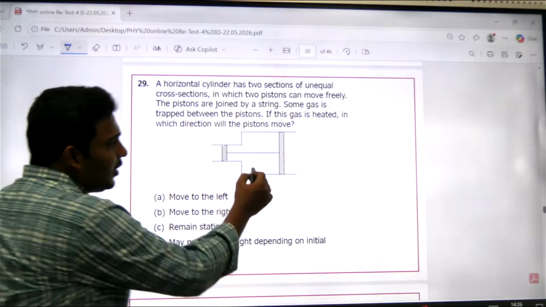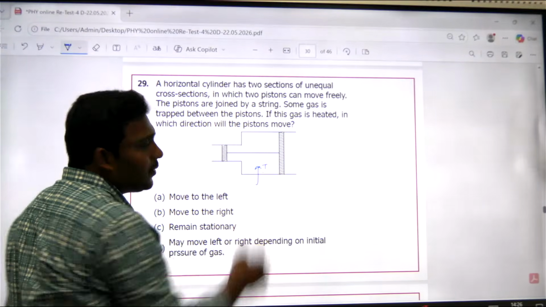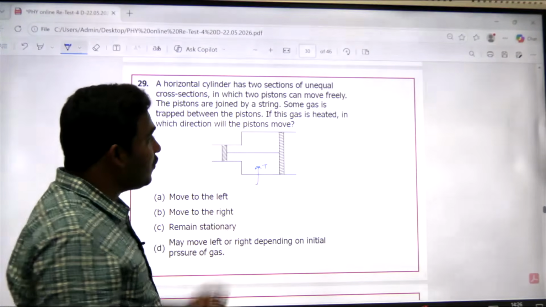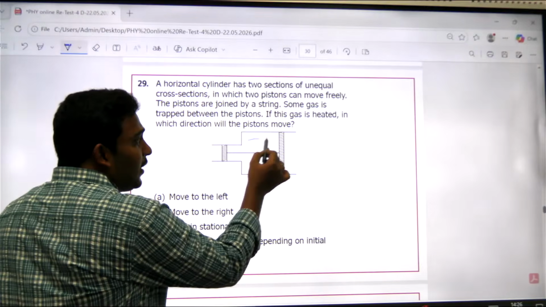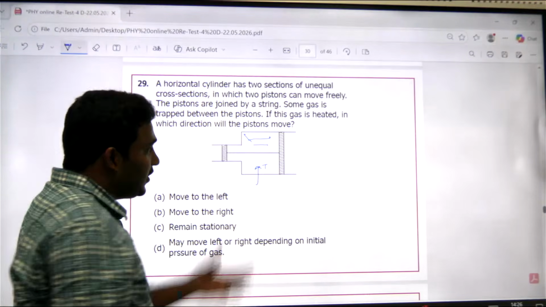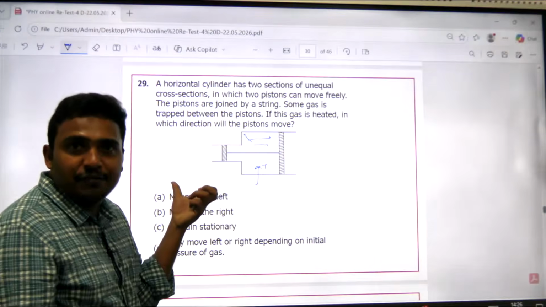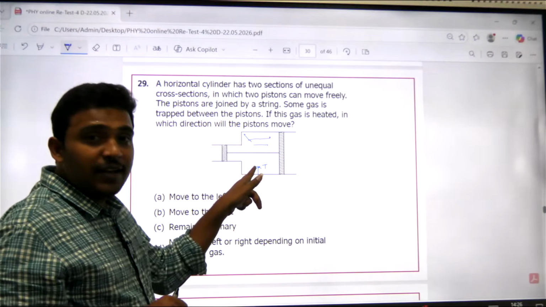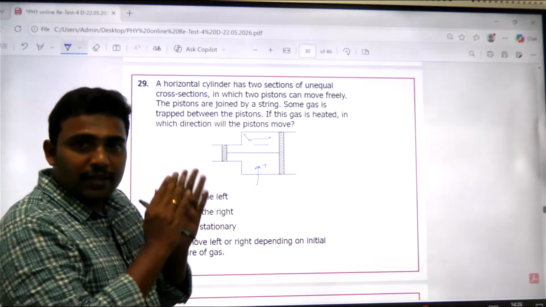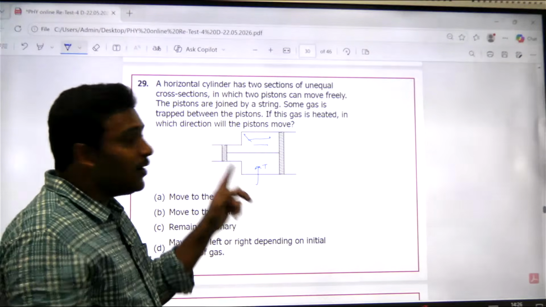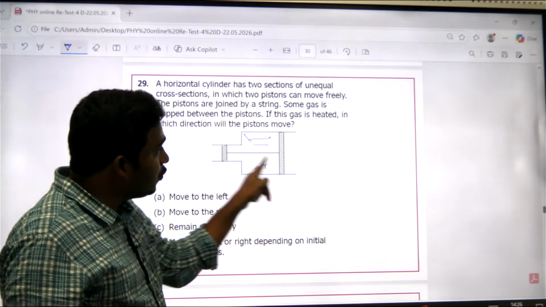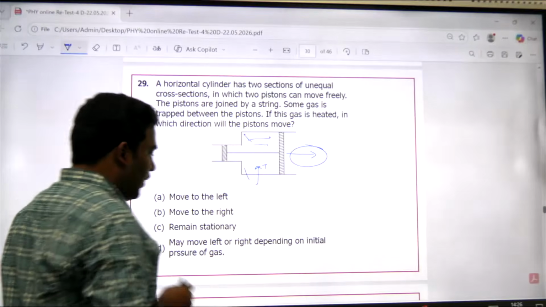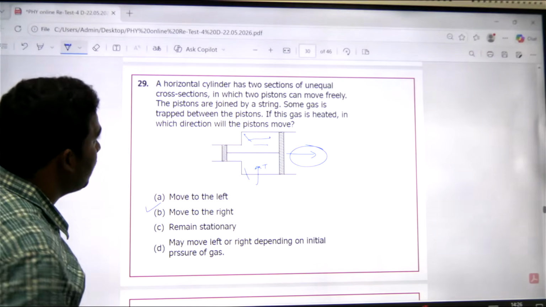So, see here, if you're heating, you're supplying some heat to the system. If you're supplying some heat to the system, the temperature of the gas will increase. If the temperature of the gas is increasing, what will happen? This gas will try to expand. If you see the diagram carefully, if these pistons are moving towards left, the volume of the gas is reducing. But if you're supplying the heat, the natural phenomenon is that the gas has to expand. For the volume to expand, this piston has to move towards right, so that the volume is increasing. So the pistons will move towards right. Moving on to the next question.